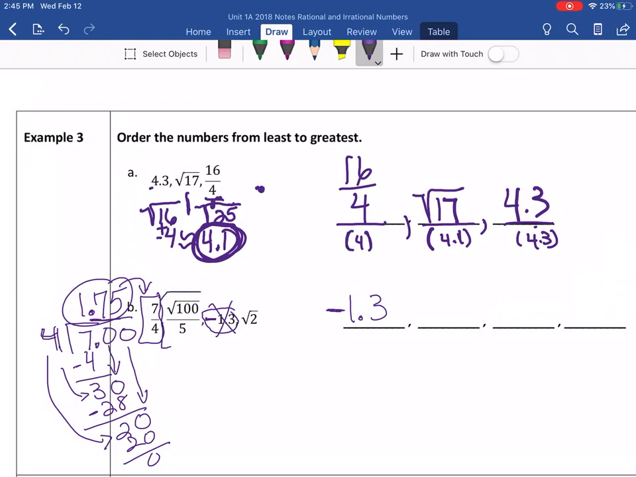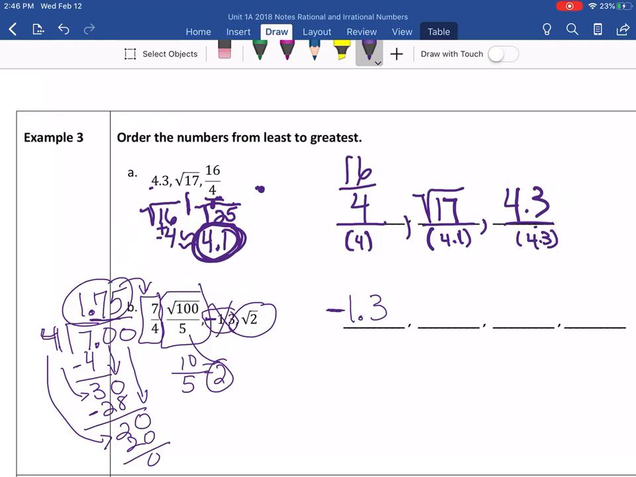All right, now let's look at this one. What does this turn into? Well, that's easy enough. The square root of 100, we don't even have to estimate that one. The square root of 100 is 10, and then it's over 5. 10 over 5 simplifies to, 10 divided by 5 is 2. So we know that's what that one simplifies to.